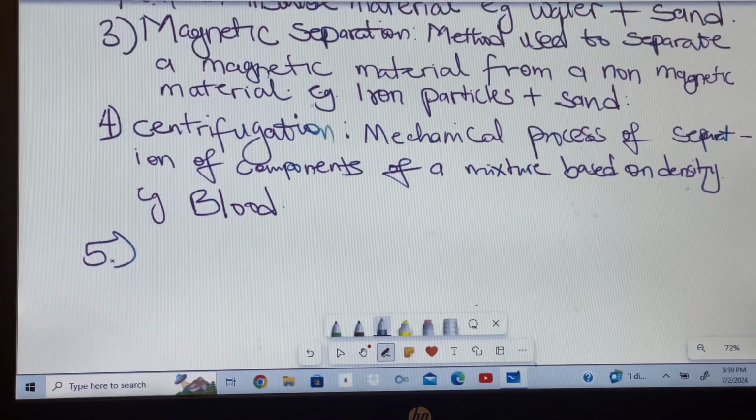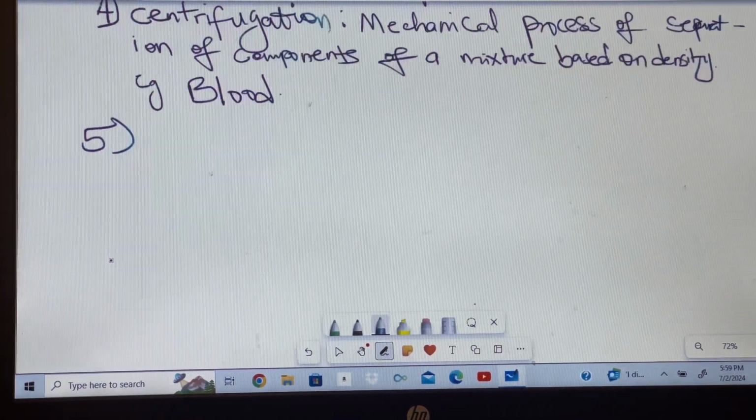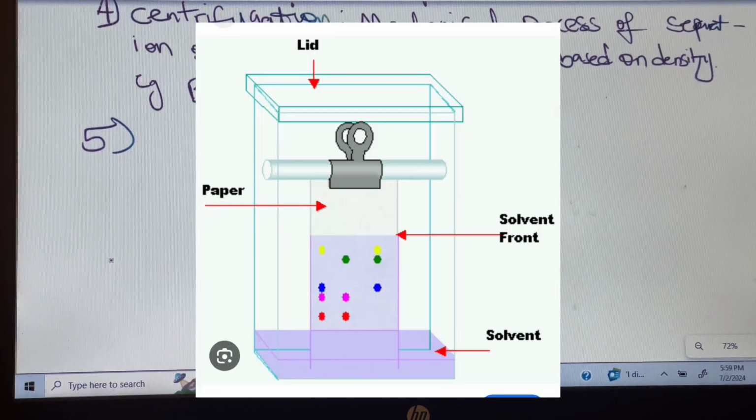Okay, the fifth method, which is going to be the last one we're going to treat for today, is chromatography. So, chromatography is the separation of components of a mixture by passing it through a medium.